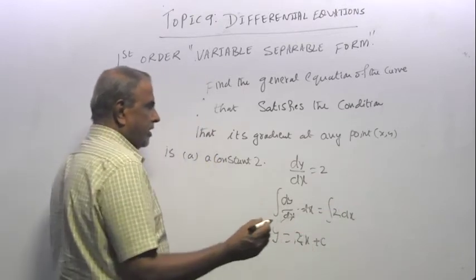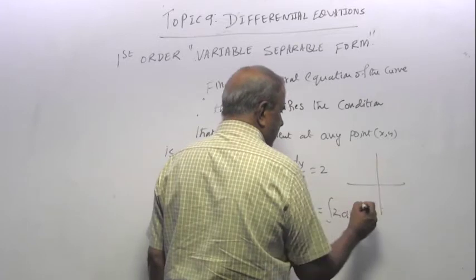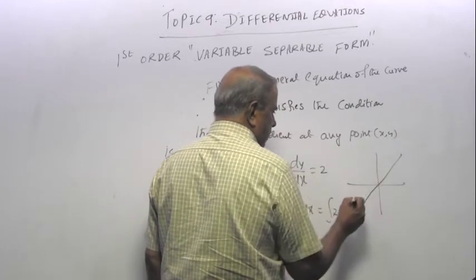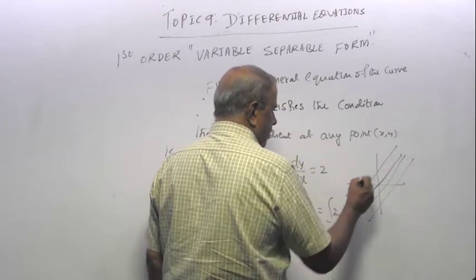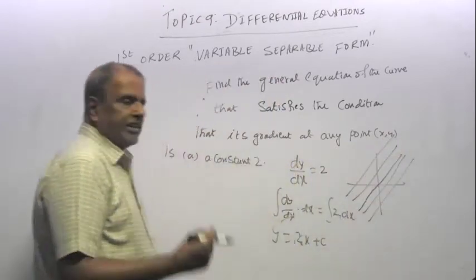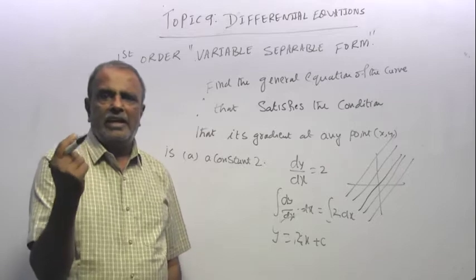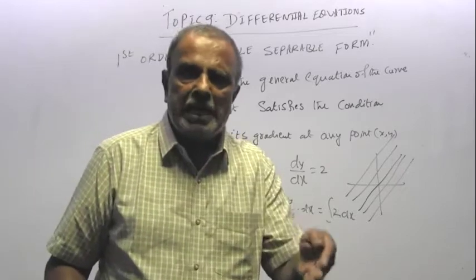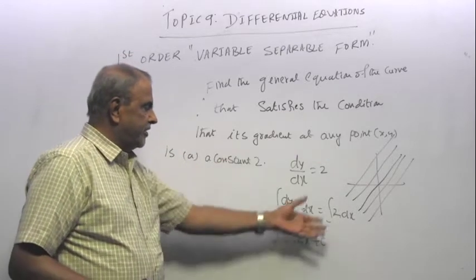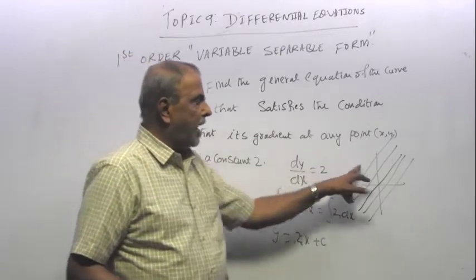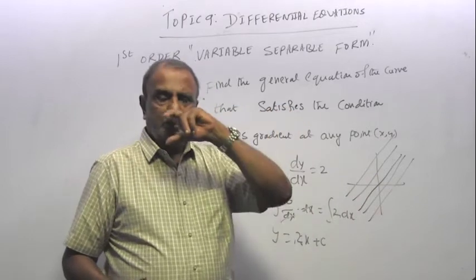But what you notice, y equal to 2x is a line like this, 2x plus 1, 2x minus 3, 2x minus 5, 2x plus 20. It doesn't give you one answer, it gives you millions and millions of answers. Then this solution gives a family of curves.